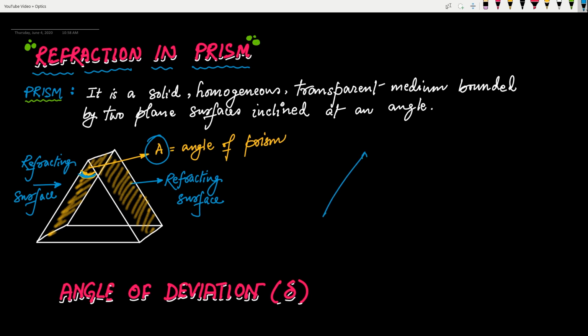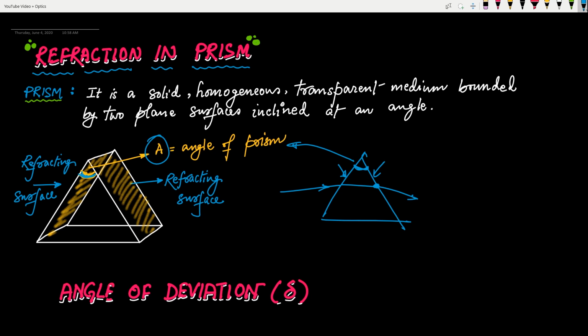Now, why is it known as refracting surface? If you look here, light rays will come and be incident here, then it will get refracted, and then again it will be incident on this part and will undergo refraction again. So these two surfaces are known as refracting surfaces, and the angle between these refracting surfaces is actually known as angle of prism. I hope this is clear, because angle of prism plays an important role here.